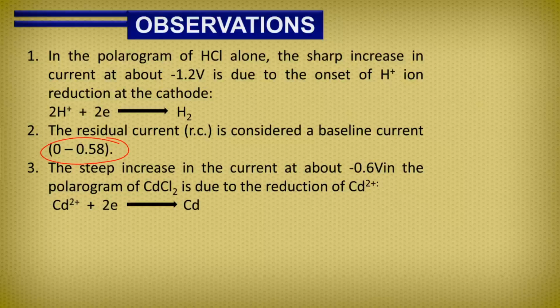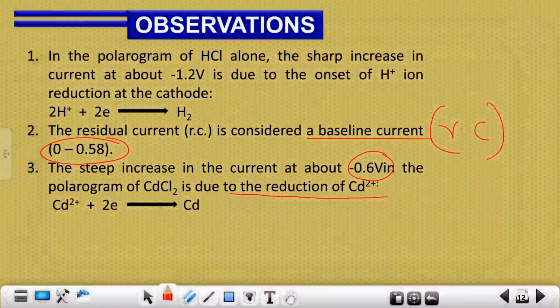But at about minus 0.6 volts, the current started increasing. And of course, we say this is due to the reduction of the cadmium ion. So until the reduction starts, your current cannot go up. You still maintain a baseline current, which of course we refer to as the RC. That's the residual current. But the moment the reduction starts at your microelectrode, you notice that the current begins to rise.